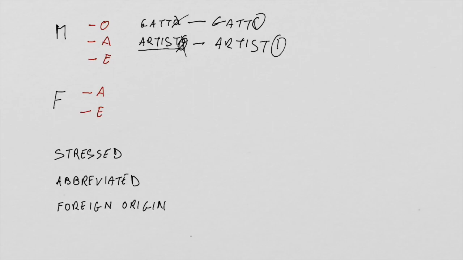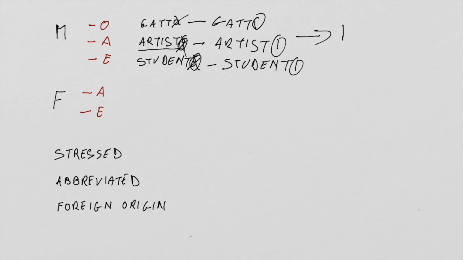Then we have other masculine nouns ending in E. For example, studente. And how you have to work here, you remove the last vowel, E, and you add an I. So you see all the masculine singular nouns ending in O, A, and E make their plural with an I.